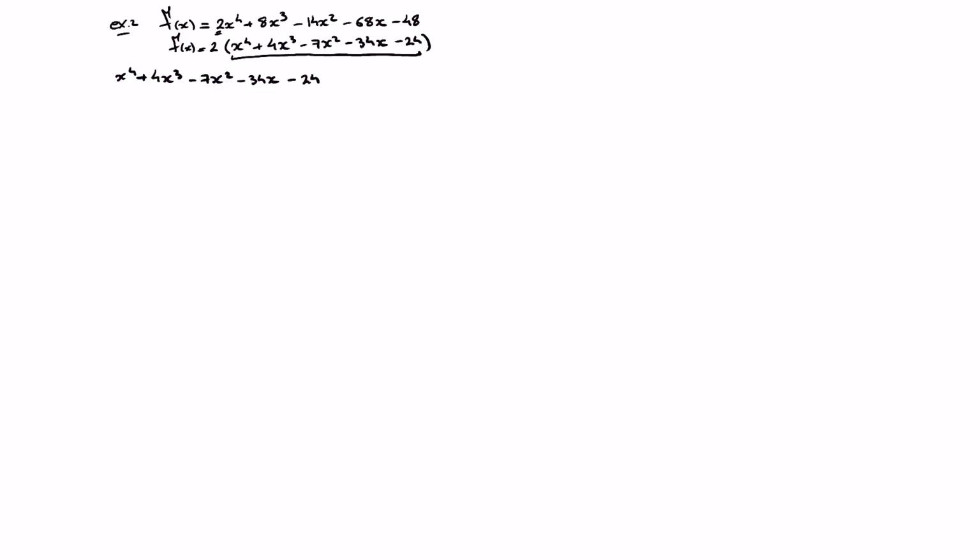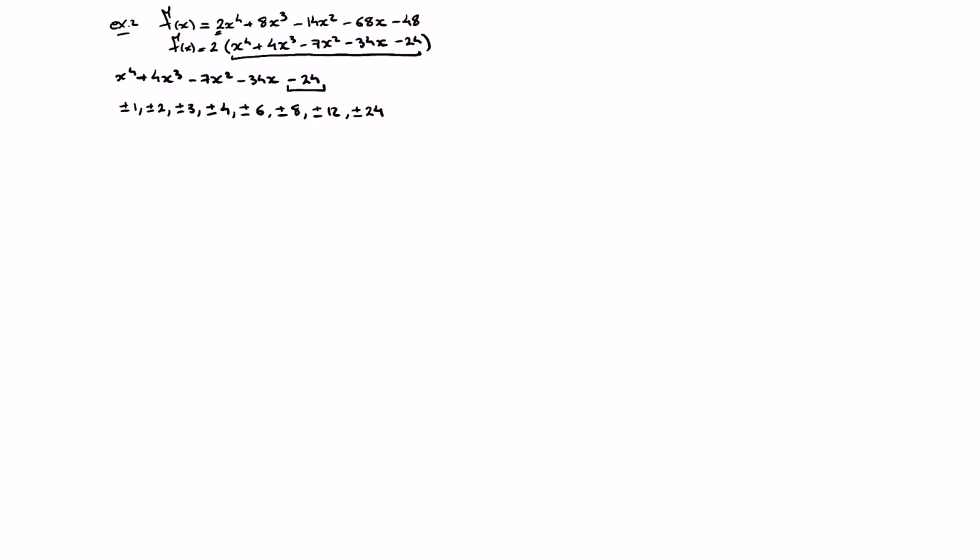Now, any roots this polynomial may have will be factors of this constant term, negative 24. So we go ahead and list all the factors of negative 24. Those are plus or minus 1, plus or minus 2, plus or minus 3, plus or minus 4, plus or minus 6, plus or minus 8, plus or minus 12, and of course plus or minus 24.